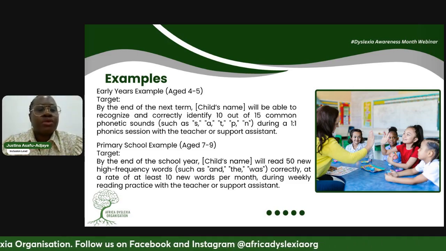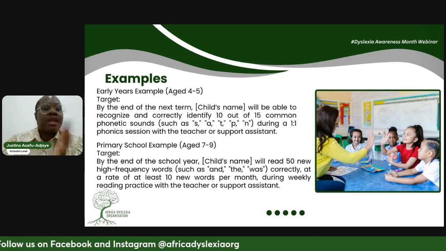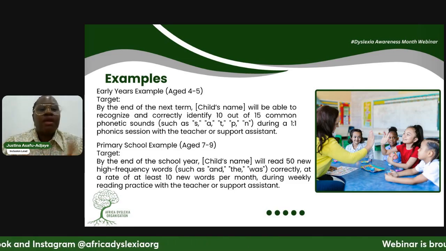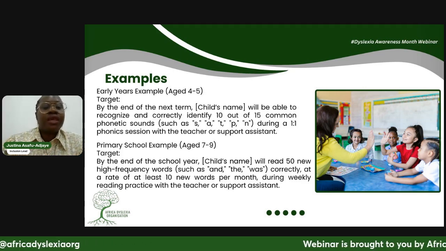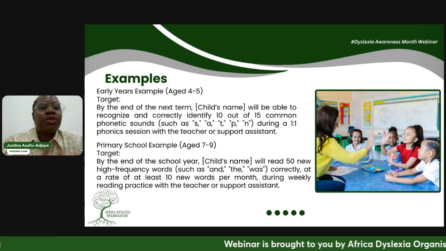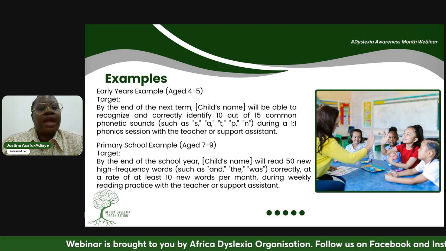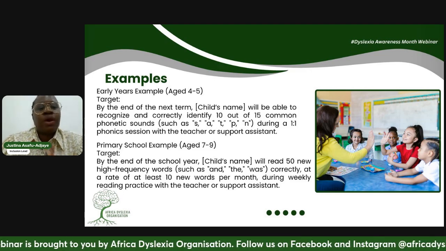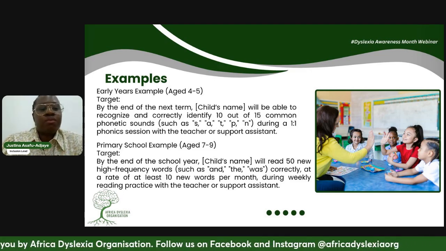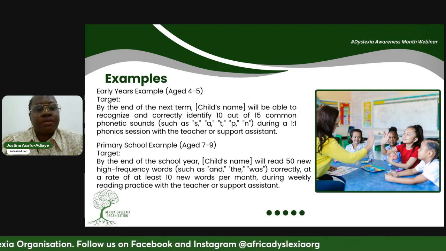If you have a primary school child, for example, someone aged between 7 and 9, the target could be by the end of the school year, Justina will read 50 new high frequency words such as and, the, was correctly at the rate of at least 10 new words per month during weekly reading practice with the teacher or support assistant.